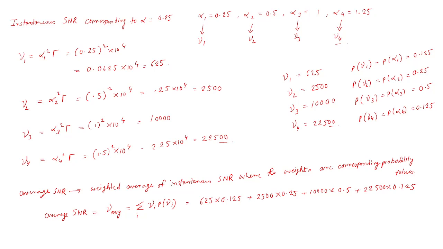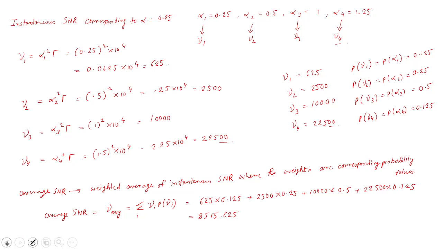Let me calculate the value here. 625 times 0.125 plus 2,500 times 0.25 plus 10,000 times 0.5 plus 22,500 times 0.125. It comes out to be 8515.625. This is the value of average SNR in linear scale.